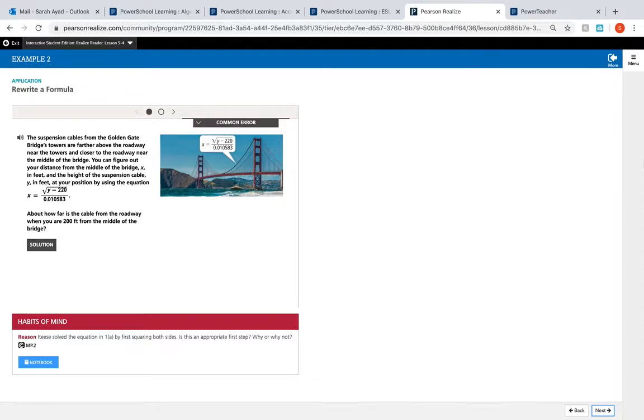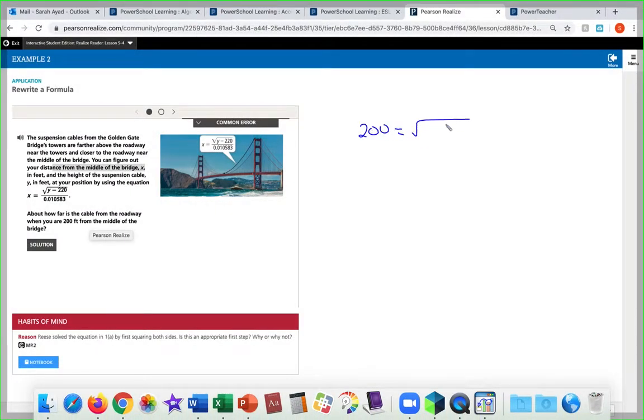So are they giving us x or y in this case? They're giving us 200 feet from the middle of the bridge. And x represents the feet from the middle of the bridge. So I'm going to substitute 200 in for x. So we have 200 equals the square root of y minus 220, over 0.010583. Now, to solve this equation, I need to isolate the square root. This decimal here is not in the square root, so I'm going to multiply both sides by 0.010583.